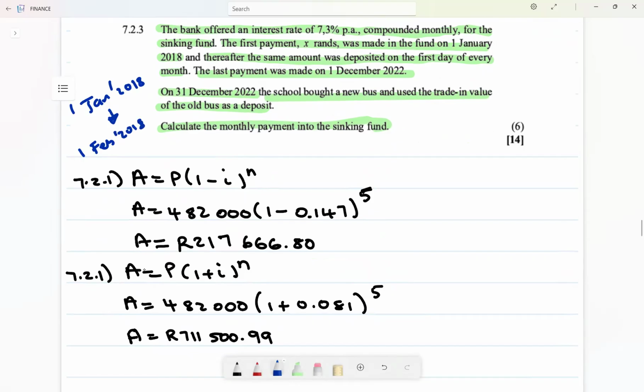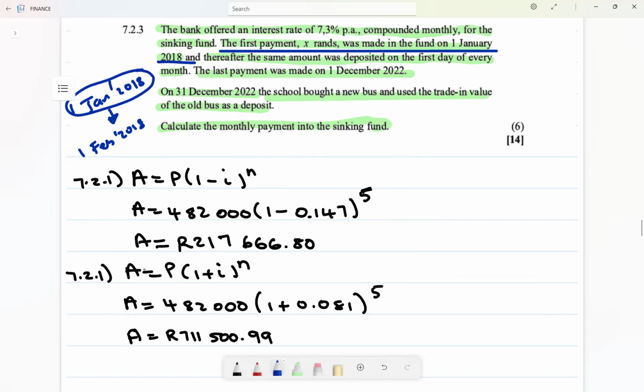2018. So this is what happens. Even when you take a loan, you need to pay a month later if it is compounded monthly. When you start investing, you open an account today, and then you will start making investment from next month if it is compounded monthly. But in this case, that's not the case. The case is the first payment of X rand was made into the fund, which is the sinking fund, on 1 January 2018, which is immediately after opening the account.